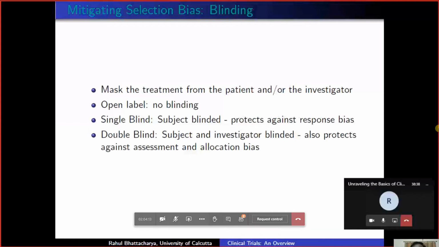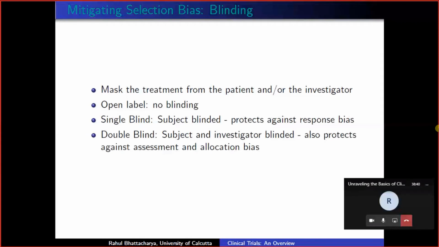Next is single blind. Single blind means the subject is blinded. That is, the subject does not know which treatment is given to him, but the clinician knows which treatment is given to him. So it is called single blind. And another thing is double blind. Double blind means neither the subject nor the investigator knows the treatments. So this protects the trial against assessment and allocation and, of course, selection bias.